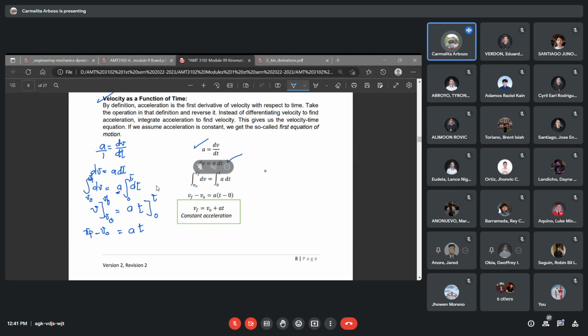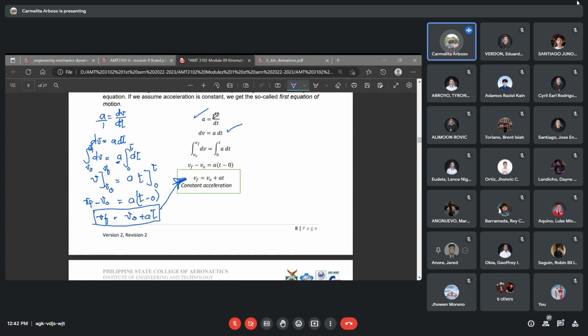Since 0 ito, t minus 0. So, it is now equal to vf equals initial velocity plus acceleration times time. Okay, so kasi v0, ililipat natin to, magiging positive. Then a na lang times t. So, ito na yung formula natin. Paano siya nangyari? Okay? Dito kasi, dinerive lang natin yung formula.